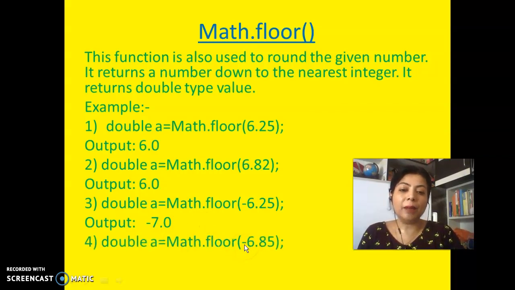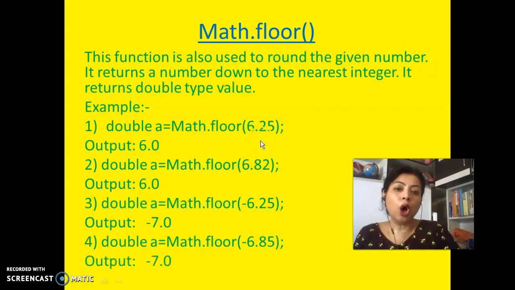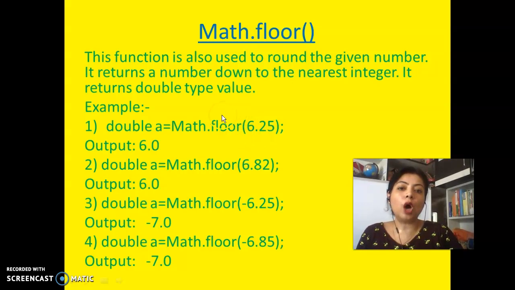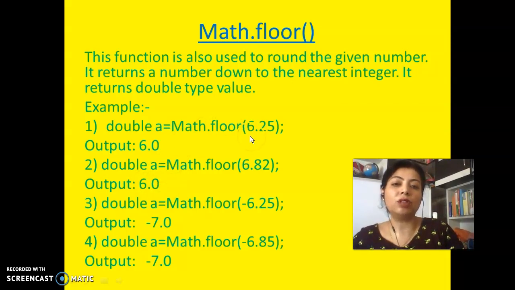Like this, any minus 6.85 also becomes minus 7. So I again repeat, in floor you always remember that floor means down. Where we stand, that is floor. On the floor we stand, so floor means down. So after the point, in a positive number, if you get 2 or 0.5 or more, any number, it becomes the same. So don't increase the value at floor, it comes down.